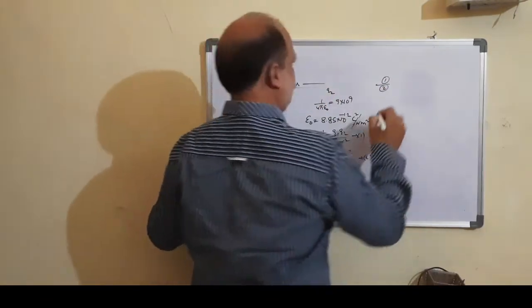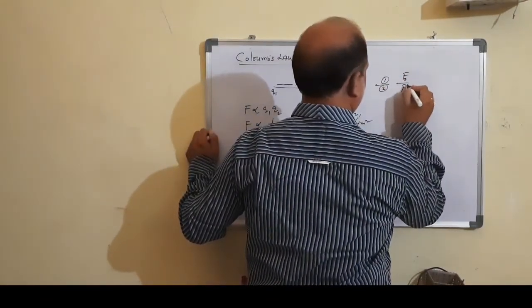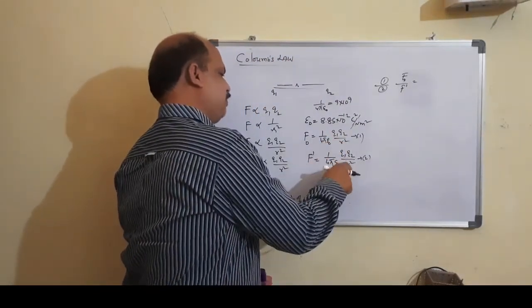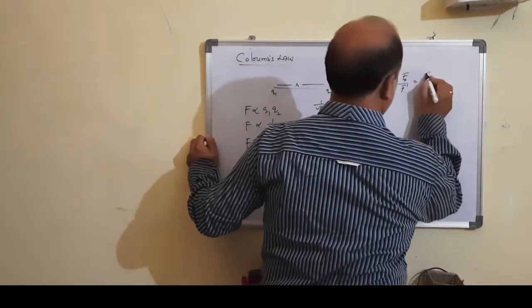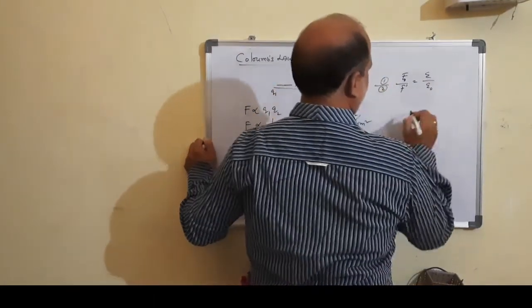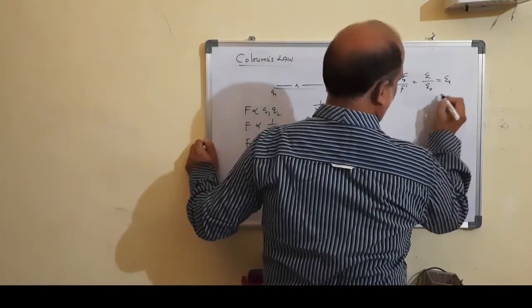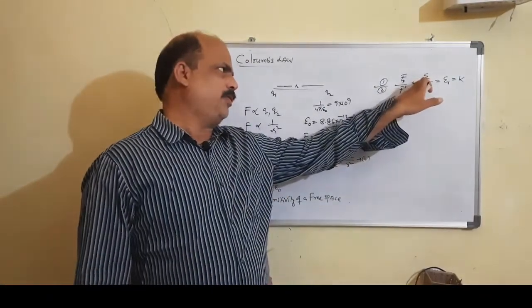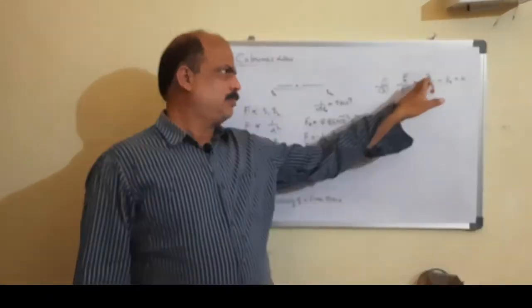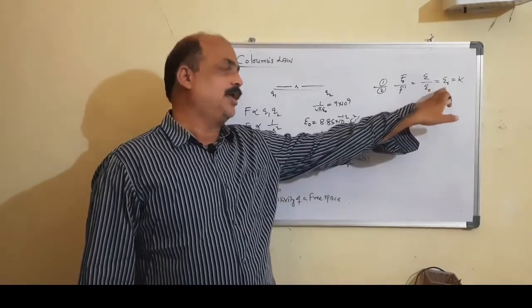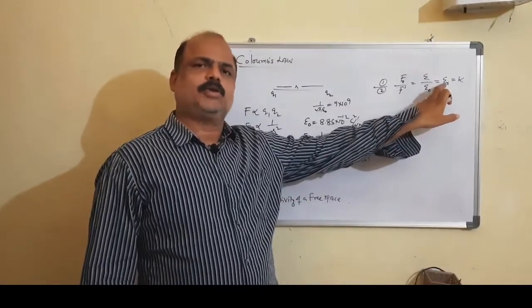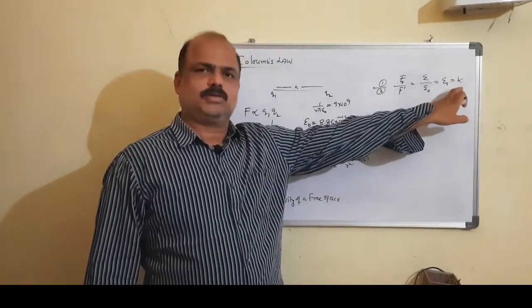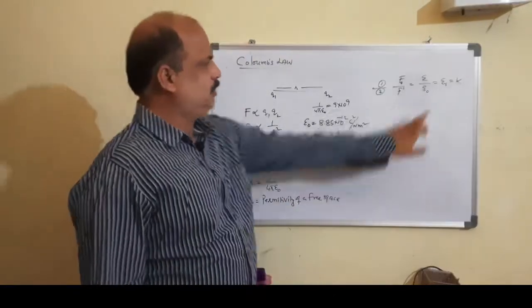Dividing 1 by 2, we get F naught by F dash. Q1 Q2 by r square cancels, and here we write epsilon by epsilon naught, which is equal to epsilon r, which is equal to K. That means the ratio of the permittivity of the medium to the permittivity of free space is called relative permittivity. This is also called the dielectric constant.